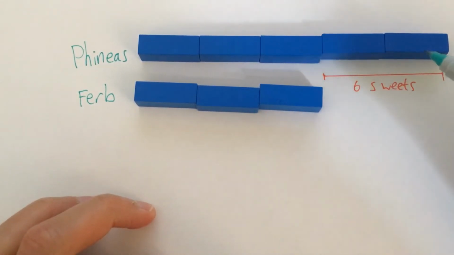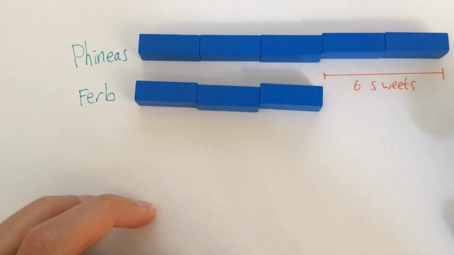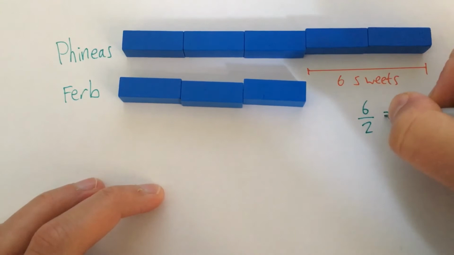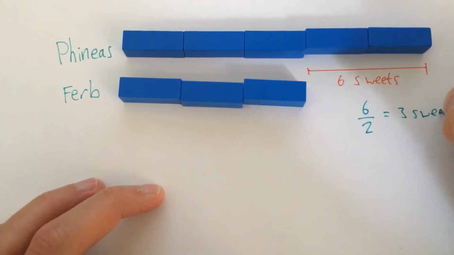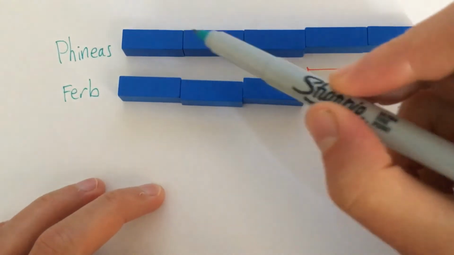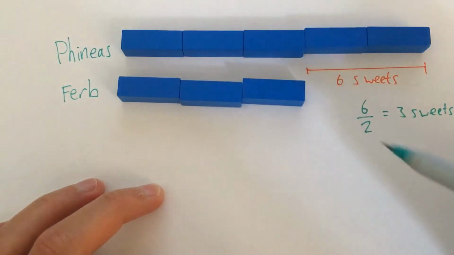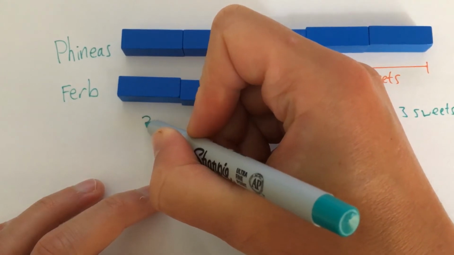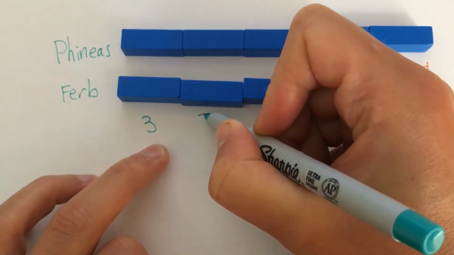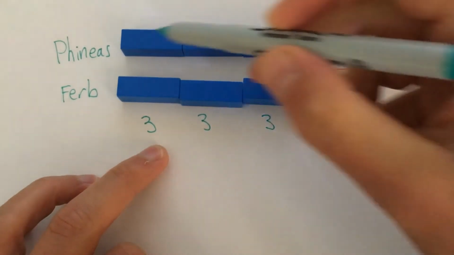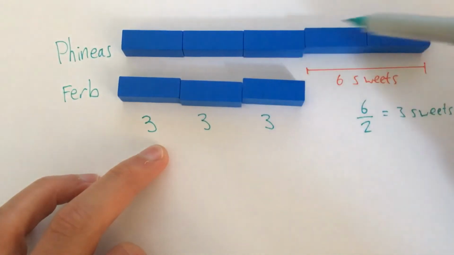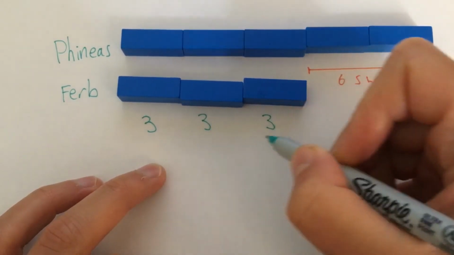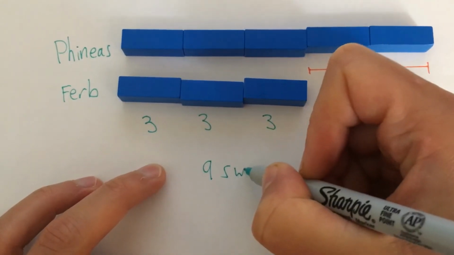Now each block is the same size. They represent 1 part of the ratio. So if we take the 6 and divide it by 2, we get 3 sweets. So each block represents 3 sweets. So now we can work out how many sweets Ferb received. 1 block is 3, another block is 3, and another block is 3, and all of these are 3 as well. So Ferb gets 3, 4, 5, 6, 7, 8, 9 sweets for Ferb.